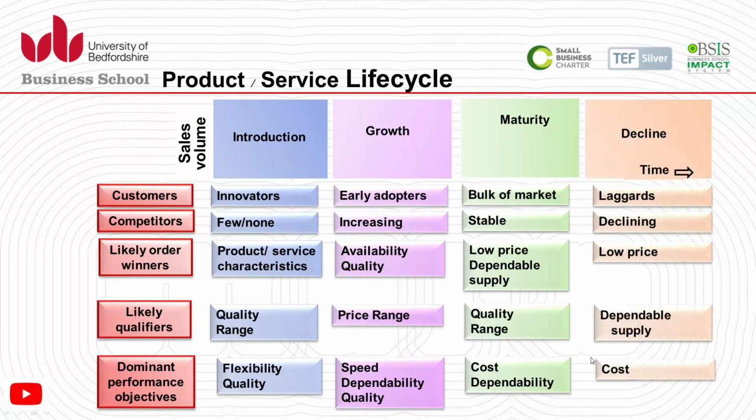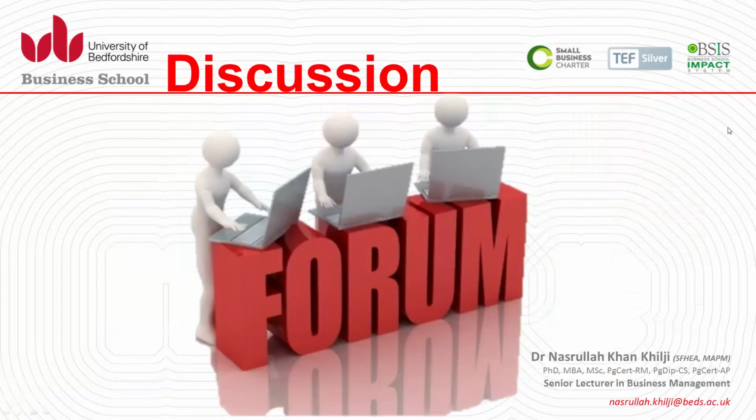However, when the product is declining, there we can see customers are laggards, competition is declining, the price is decreasing, and the supply is becoming more dependable, as well as the cost is going to be one of the key dominant performance objectives here. And this is, you can see the S curve from where the product starts, reaches its peak, and it's going to decline and will disappear gradually.